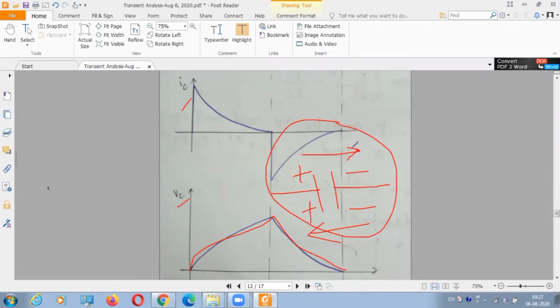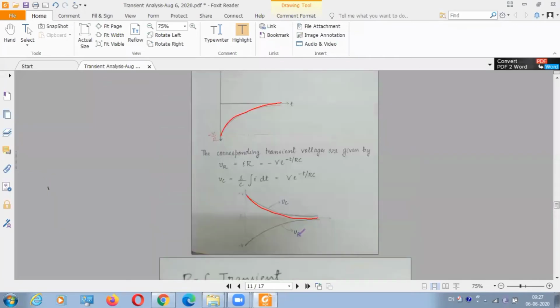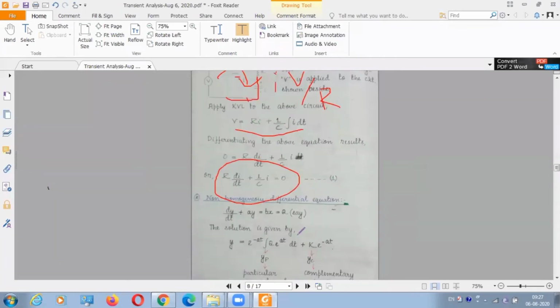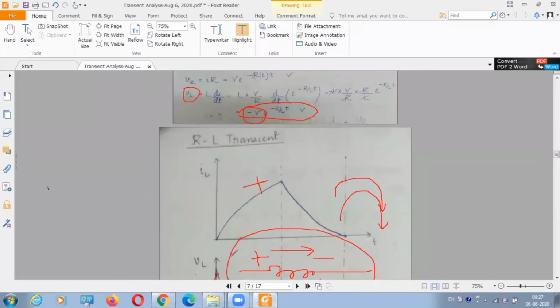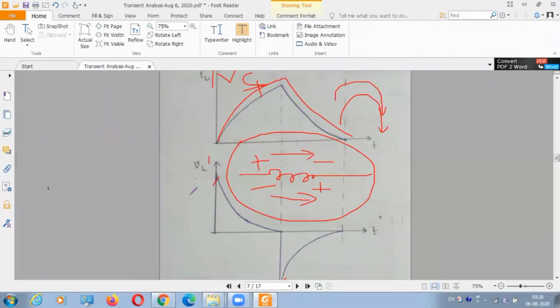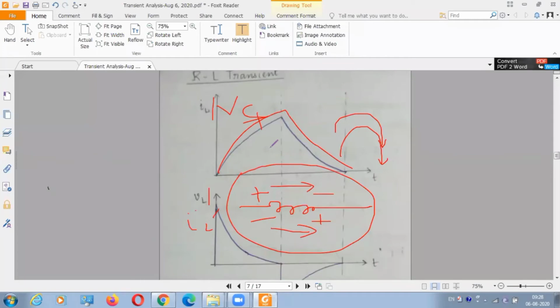So if you see VC over here, it has a positive envelope like this, exponentially rising and decreasing. Now if I jump to your IL, it is also a positive envelope, the same as VC. This is IL or VC. This is VL or IC. So if you remember one thing, you can remember the other one. Both are mutually exclusive.